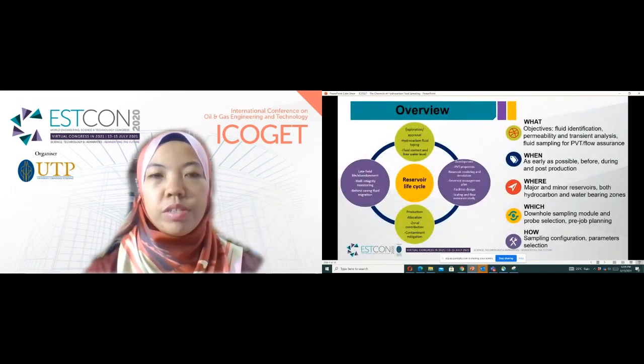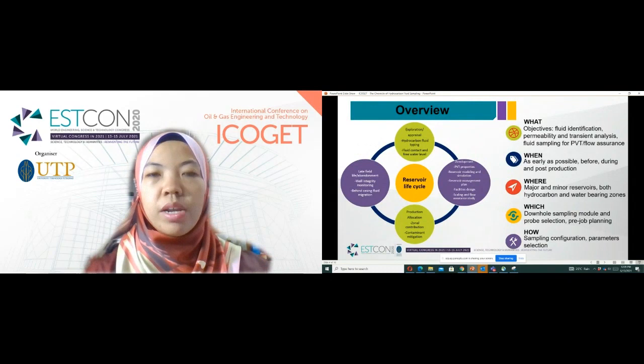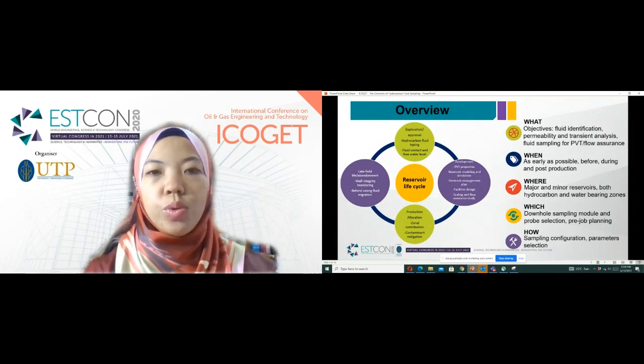So, an overview of reservoir fluid sampling: as much and as best as we could, the sampling should be done as early as possible in the reservoir life cycle. For example, during exploration, the interest is to know what type of hydrocarbon fluid is present, whether it is oil, gas or water, and how much contaminant is present in the reservoir.